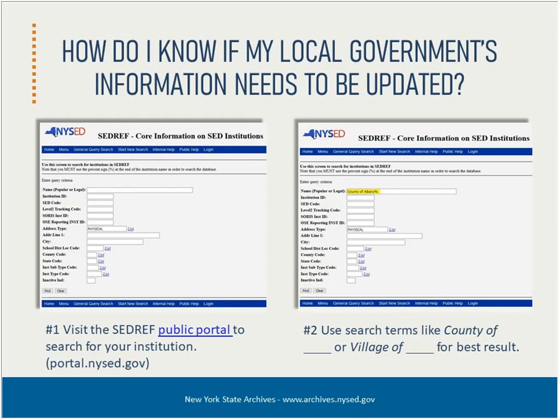You can check on this information by going to the public SEDREF webpage and searching for your institution. Use search terms like County of X or Village of Y because the database is very specific about name order. Asking it for Albany County will return 0 results, but typing in County of Albany will work. Just don't forget to put a % sign at the end to complete the search term, or you'll end up with 0 results again.